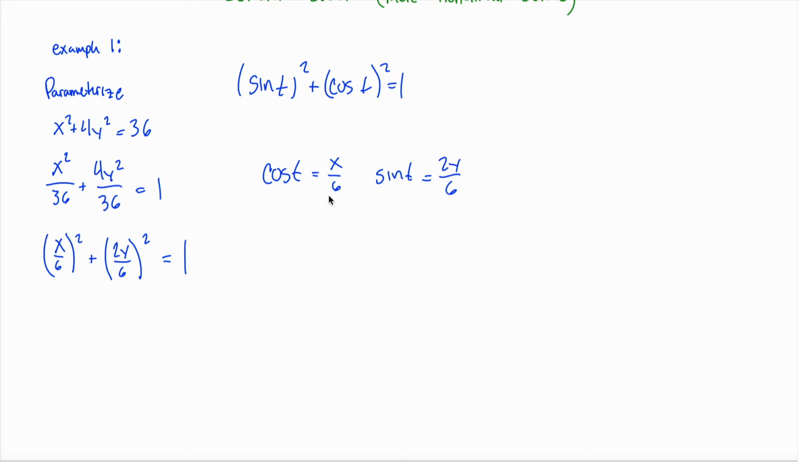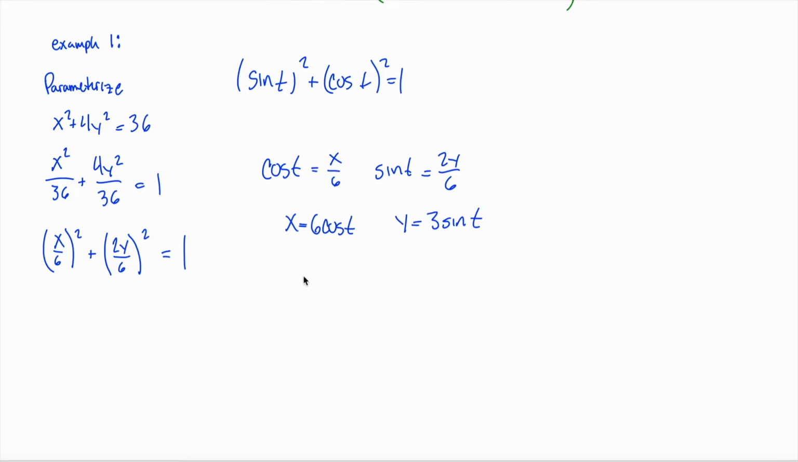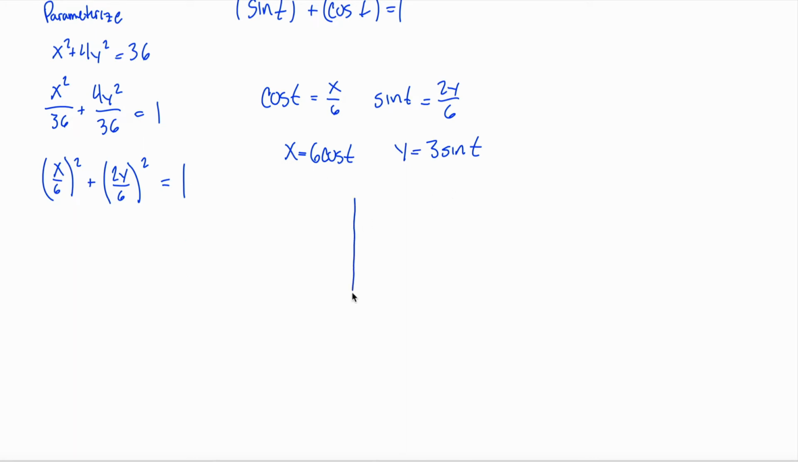I'm not quite parameterized yet. To do so, I need to solve for x and y, but I'm almost there. Over here, just multiply both sides by 6, and we get x is equal to 6 times the cosine of t. Over here, multiply both sides by 6 and then divide by 2, and we get that y is equal to 3 times the sine of t. It might not be obvious that this equation right here is an ellipse, but maybe when things are parameterized, it's a little bit easier to see that we have an ellipse.